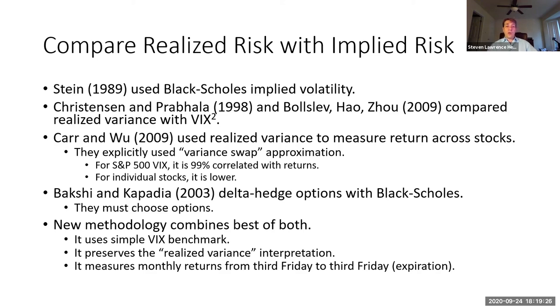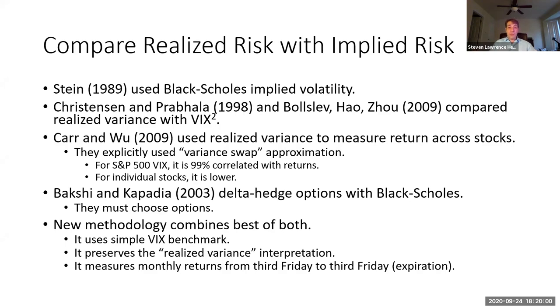So the alternative to using something like a variance swap is to actually construct a portfolio and delta hedge it daily. So Bakshi and Kapadia did this. And the limitation of that is that you have to choose your option. You choose an at-the-money option or an at-the-money forward option. You choose a put or a call. You do some weighting. But that was a good idea, well-intentioned. And my answer is, when given a choice, take both.